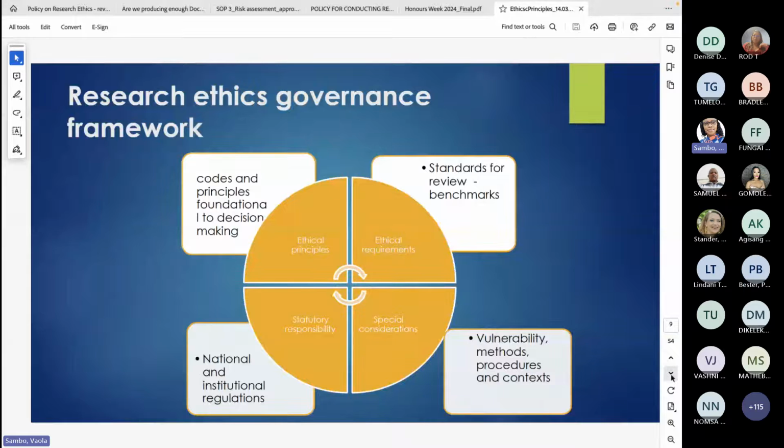We've got national and institutional regulations. For example, the new one that we're dealing with is the Protection of Personal Information Act, which came into effect in 2020. So we have to ensure that, for example, the contact details of participants are acquired in an ethical manner. Those participants have given access permission for their details to be shared.